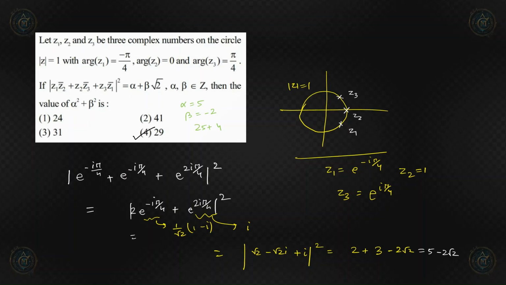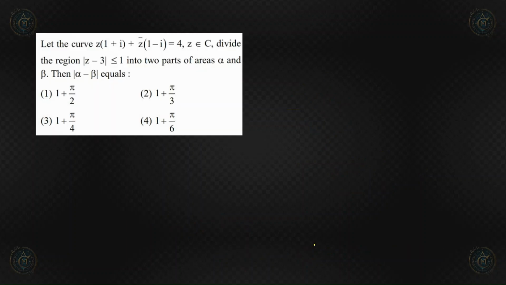Okay, so this was an easy question. We just had to identify the complex numbers on this unit circle. Okay, the next problem here, it is saying let the curve z into 1 plus iota plus z bar times 1 minus iota is equal to 4, z belongs to the set of complex numbers, divide the region mod of z minus 3 less than or equal to 1 into two parts of area alpha and beta. Then mod of alpha minus beta equals 1.